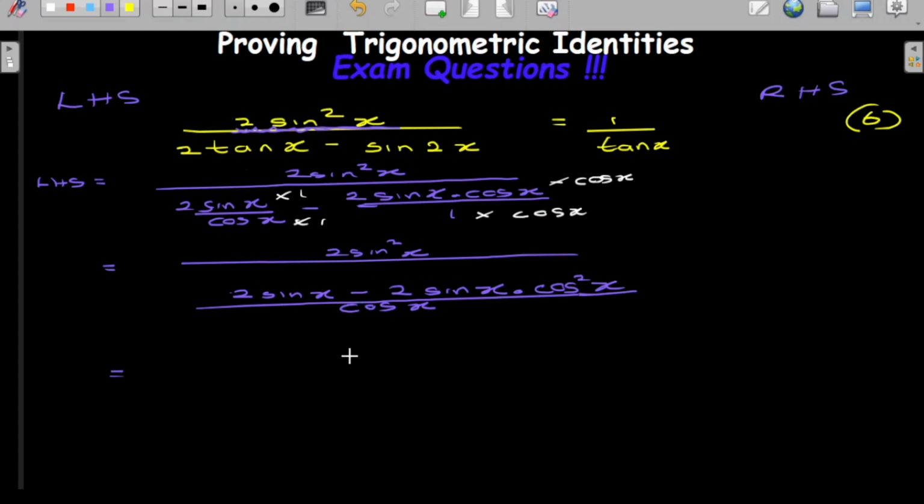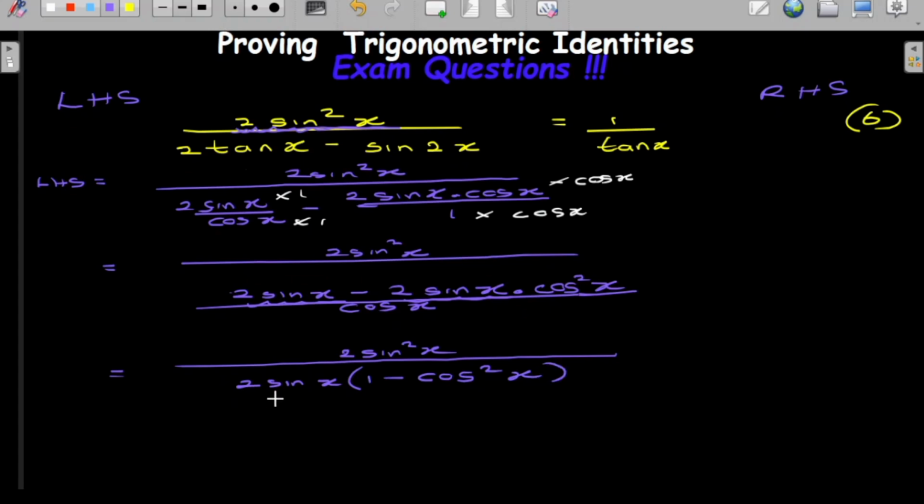Now we're going to rewrite the entire fraction. We say 2 sin²x, and we divide that by the denominator, which is also a fraction. Now we are going to factorize the numerator of the denominator fraction. Here we're going to have 2 sin x, and in the bracket we're going to have 1 minus cos²x, and then we divide that by cos x.